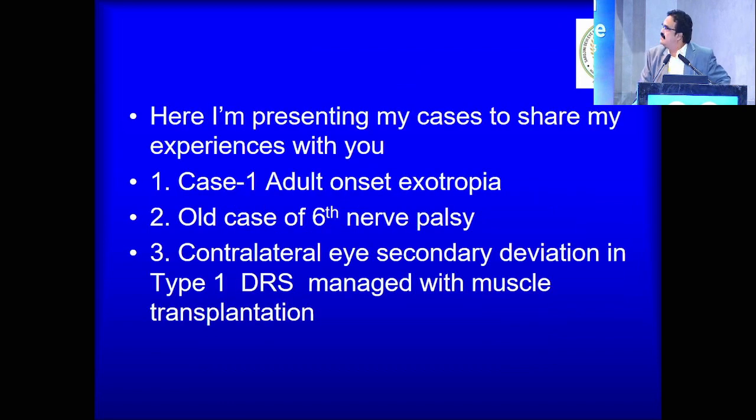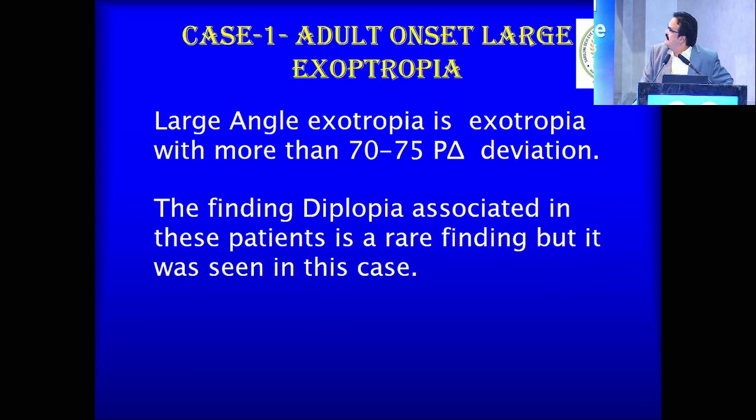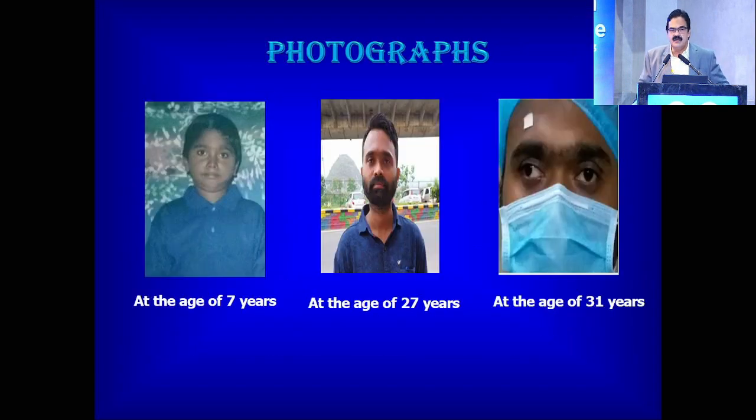And in my experience, there are 3 cases where I used muscle transplant surgery to resolve the clinical dilemma. Here there is a young male, a 31-year-old patient. You can see here, right from his early age, at the age of 7 years, there was a thorough orthotropia, and at the age of 27 years, there was a thorough orthotropia. But later on, he started complaining of diplopia on and off. For the last 1 year, he has been suffering with double vision, and there is a huge deviation of almost 80 prism diopters, you can see here.